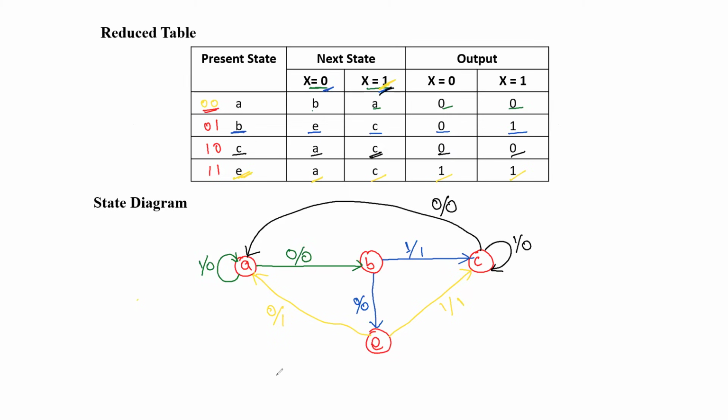So first of all, you need to write the state table from the given state diagram. Again, from the state table, we have to compare which 2 states are equivalent. The one which is equivalent will be replaced by another one. Like this, the process will continue and we'll get the reduced table. From the reduced table, again, we have to draw the state diagram.